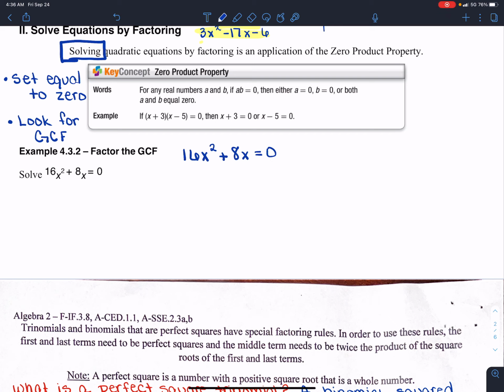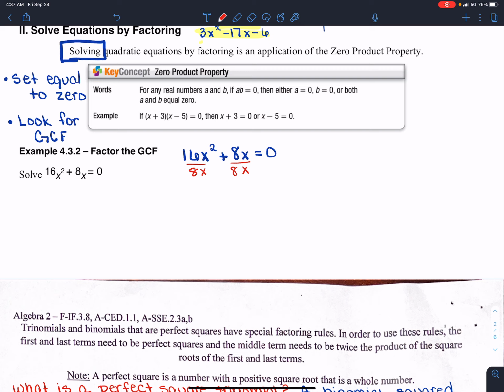Okay, step 1 said always set it equal to 0. Well, they've already done that. It's already set equal to 0. Step 2 says look for a GCF. Is there anything that these two terms have in common? Well, in this case, they can both be divided by 8. And they both have at least one x. So their GCF is 8x.